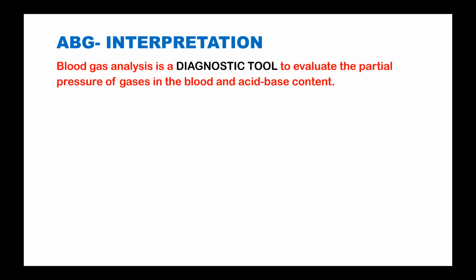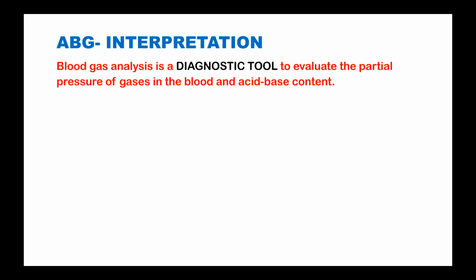Why are electrolytes given along with the ABG? To calculate the anion gap, sir. What is the importance of anion gap? We diagnose high anion gap or normal anion gap. What is the definition of anion gap? It is the difference between the unmeasured anions and unmeasured cations in the plasma.